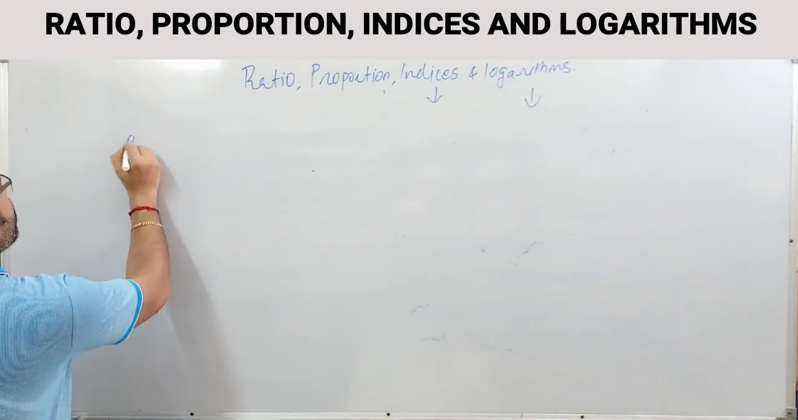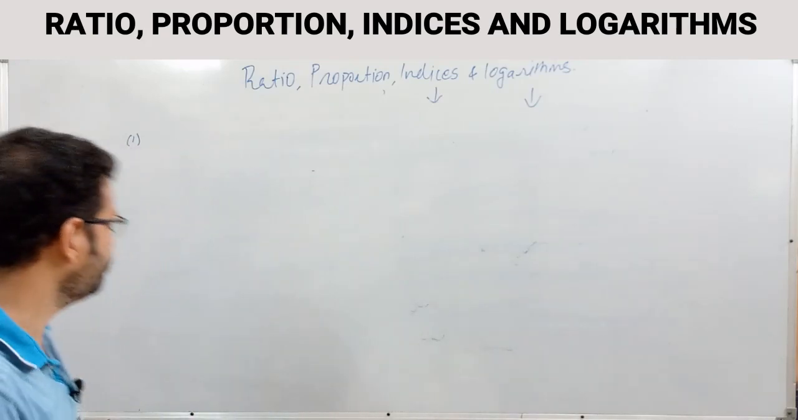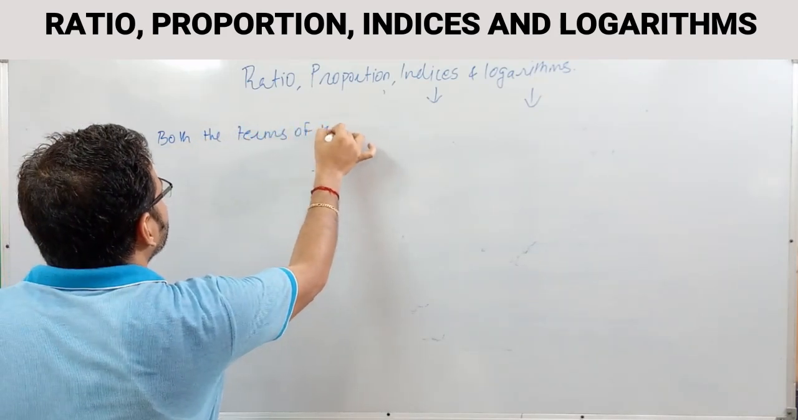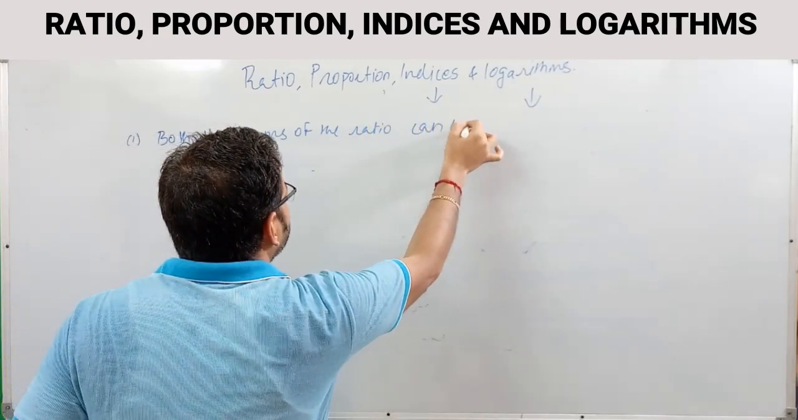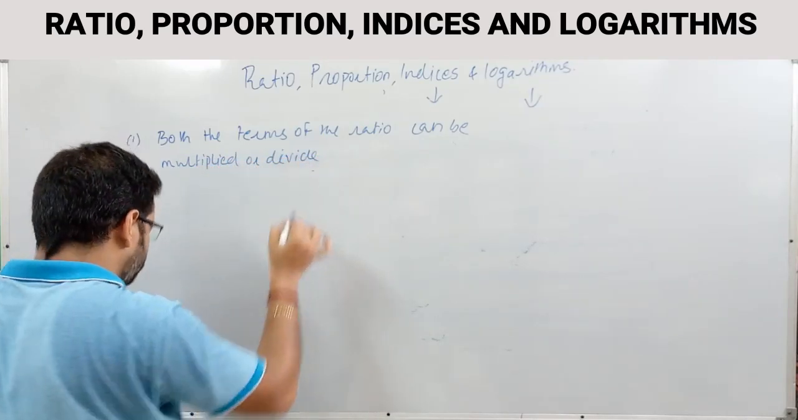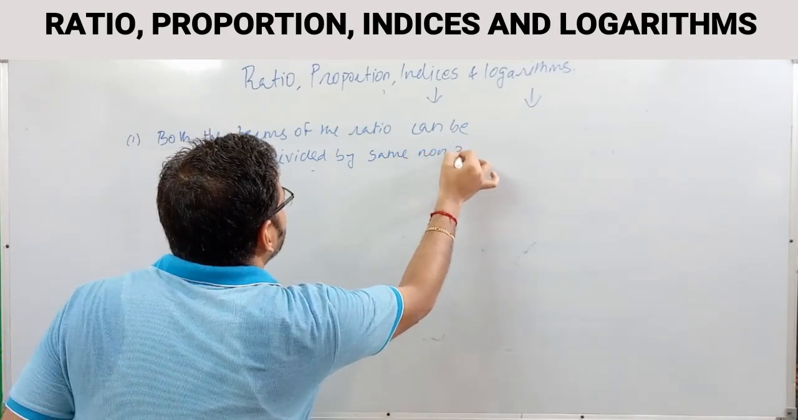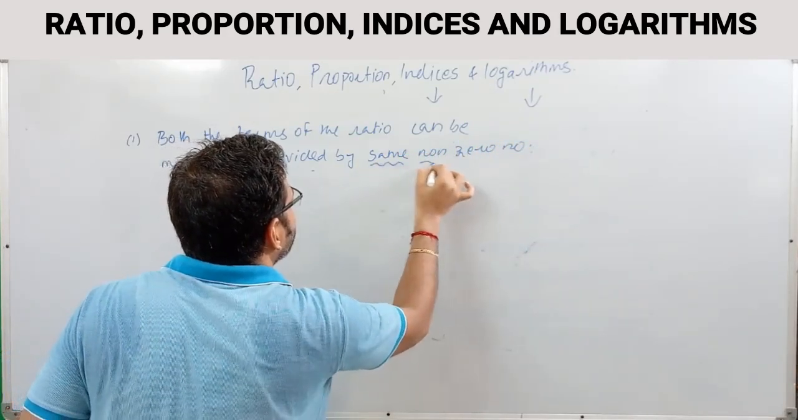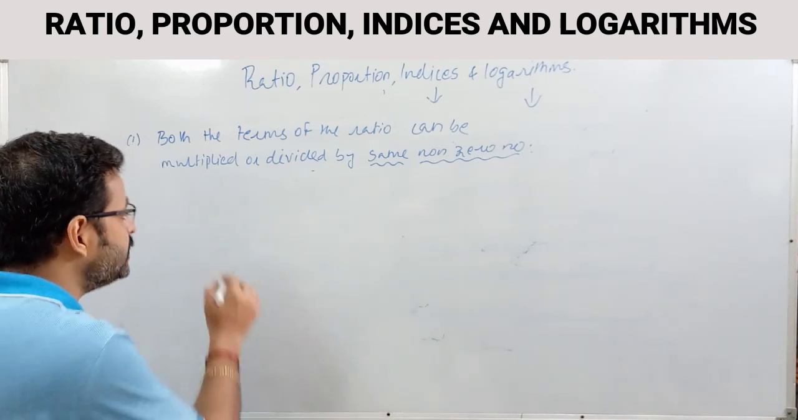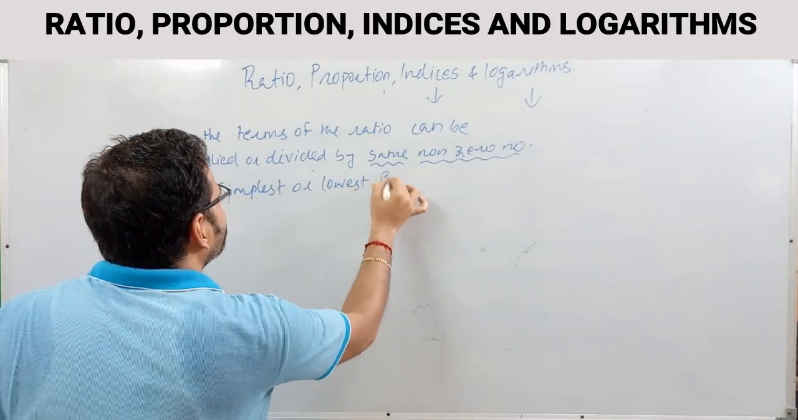First one, both the terms of the ratio can be multiplied or divided by same non-zero number. Both the terms of the ratio can be multiplied or divided by same non-zero number. That is, a ratio is expressed in the simplest or lowest form.